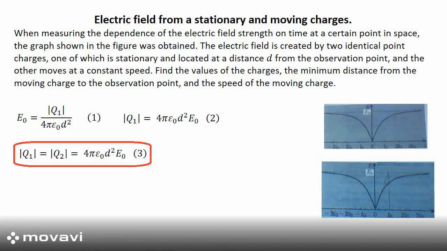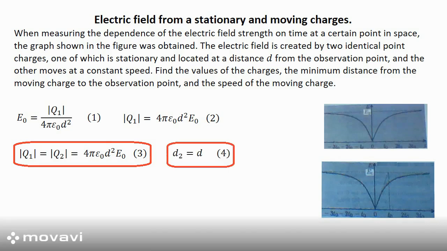The moving charge q2 is equal to q1 according to the problem statement. Formula 3. It is clear from the graph that at the moment of time t equals 0, the electric field strength at the observation point becomes 0. In addition, the graph is symmetrical with respect to the ordinate axis. In this case, the charges are located symmetrically on different sides of the observation point, and the distance between them is 2d. Formula 4.